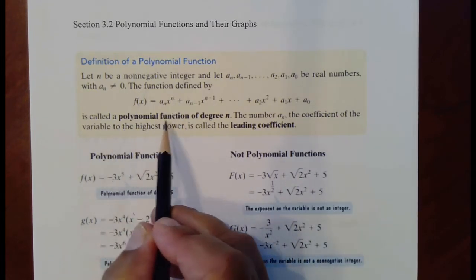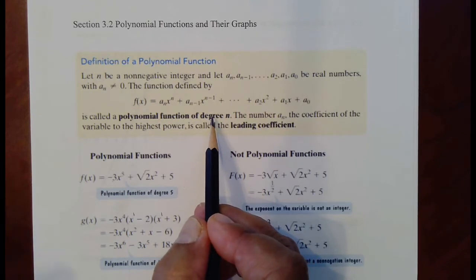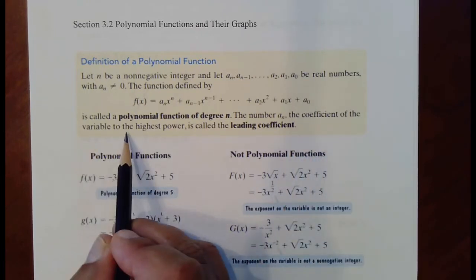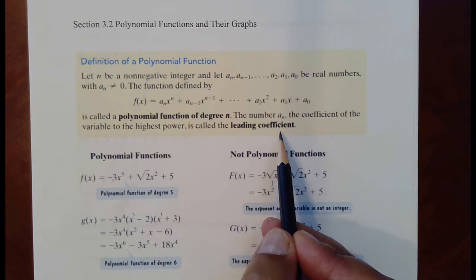We call this a polynomial function of degree n based on the term that has the highest power. That will determine what the degree is. So sometimes it could be a polynomial of degree 5 or degree 3, degree 2. The coefficient of the variable with the highest power is called the leading coefficient.